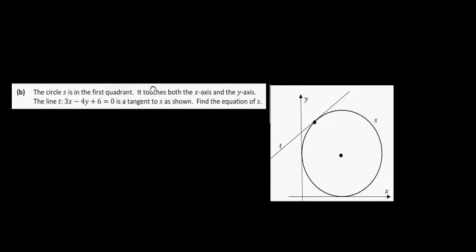Okay, let's move on to part 2 here. We have a circle S, so this is our circle S here. It's in the first quadrant, which is important, and it touches the x and the y axis. That's very important as well. The line T, which is 3x − 4y + 6 = 0, is a tangent to S as shown.